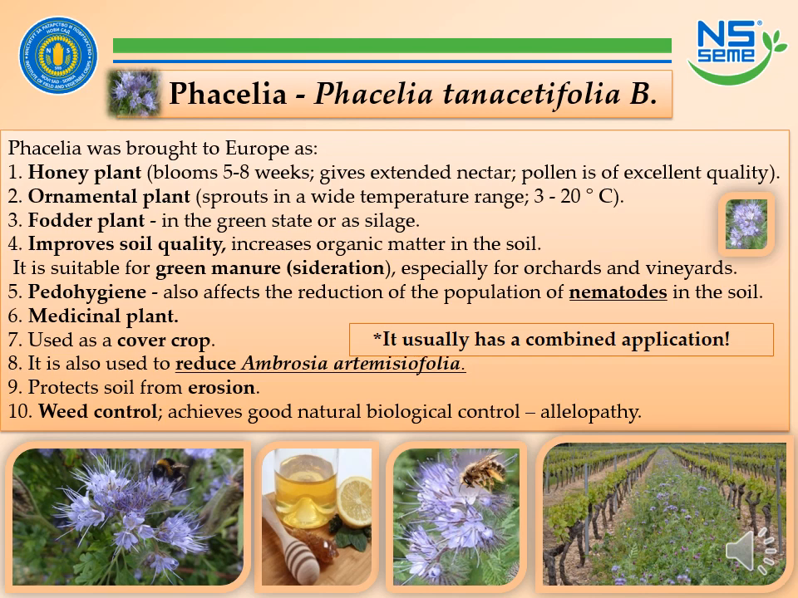PHACELIA was brought to Europe as a honey plant, since it blooms 5 to 8 weeks, gives extended nectar, and its pollen is of excellent quality. It is an ornamental plant, a fodder plant, and it improves soil quality. It is used for pedal hygiene, as a medical plant, and as a cover crop. It is also used to reduce Ambrosia artemisiifolia, and protects soil from erosion, as well as for weed control.